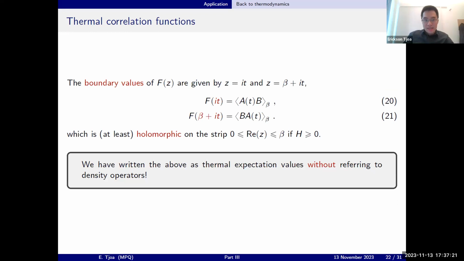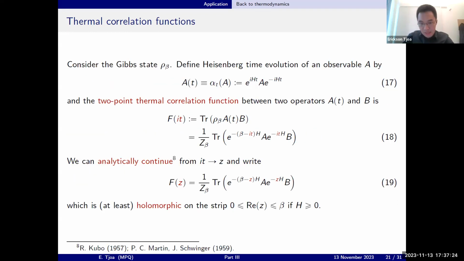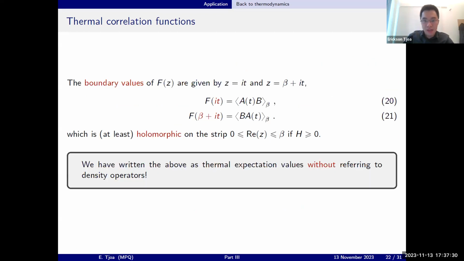And then you can check that this strip has boundary between real part of z being 0 and real part of z being beta, right? So if you compute those, one of the boundary values is the original thermal 2-point function. But if you compute the other boundary value, it's actually swapping the roles, B and A swap positions. And what I want to emphasize here is that if I write it as equations 20 and 21, I no longer have density operators here. I'm just saying that if you have a thermal state, its thermal expectation value will look like this. And it turns out that it is true. That means even if you don't have a Gibbs state, this can be made into the definition of a thermal state.